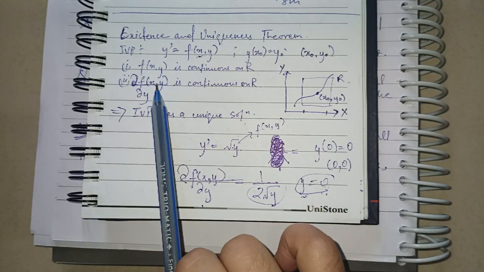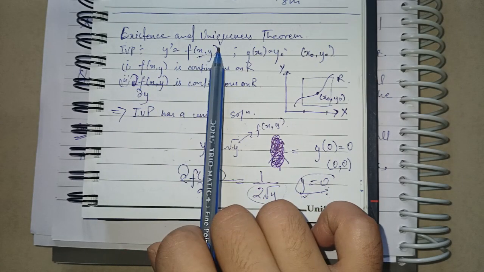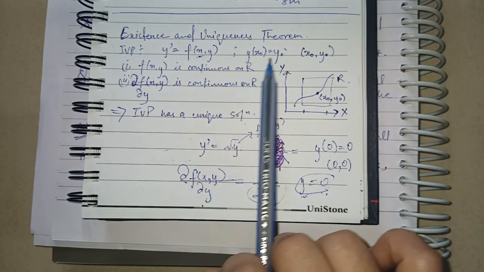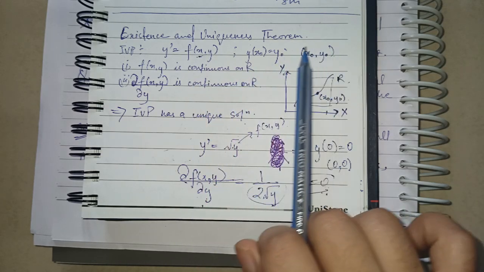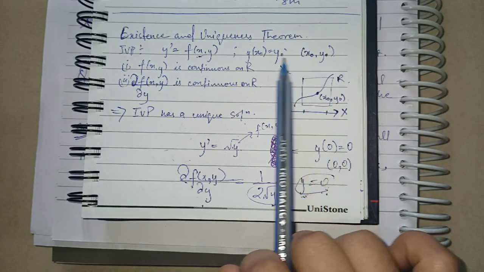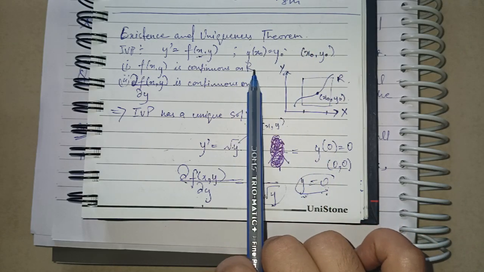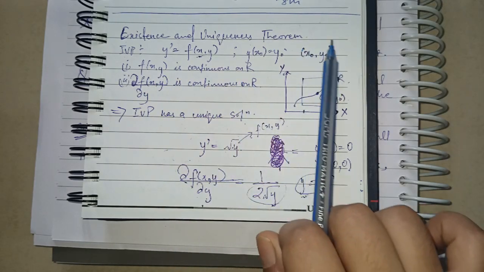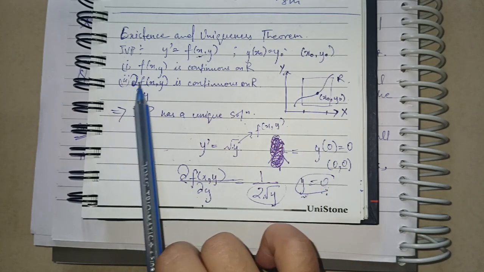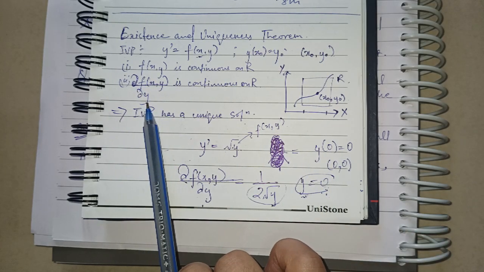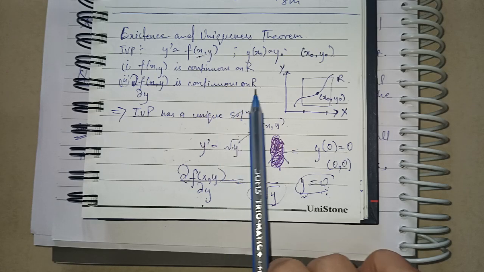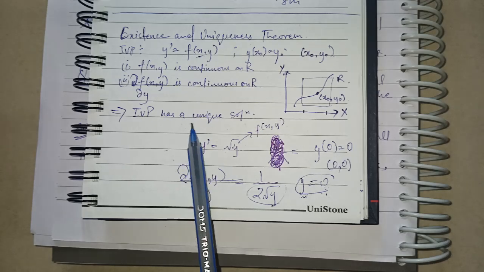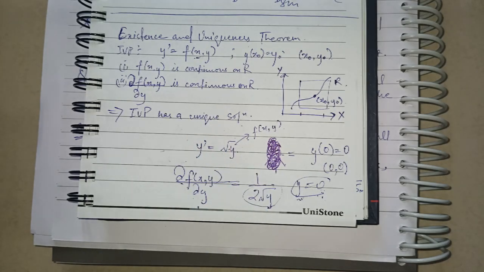And you find out that f(x,y), this function, is continuous around some region of this point. We are calling that region R. So if f(x,y) comes out to be continuous around (x0, y0), and also its partial derivative with respect to y is continuous on that same region, then we can conclude that our IVP will have a unique solution.